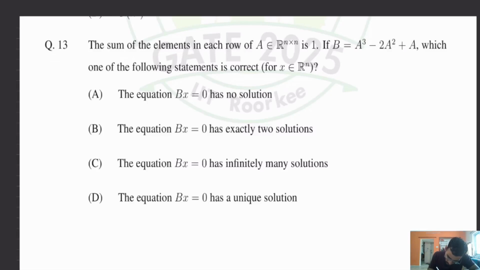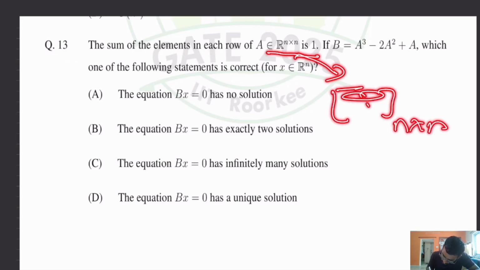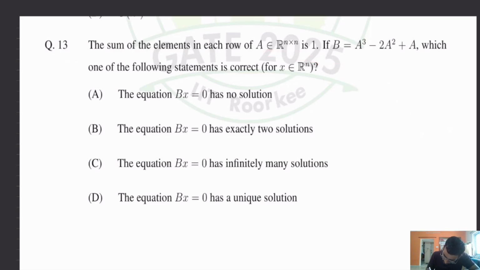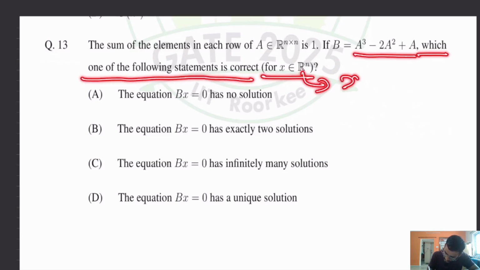So the problem is: the sum of elements in each row of A, which is an n cross n matrix, is 1, which means A is an n cross n matrix, and the sum of each row of A is 1. If B is equal to A cubed minus 2A squared plus A, that is, B is also an n cross n matrix, which can be formed using this polynomial. Which of the following statements is correct for a vector x, which is an n dimensional vector?